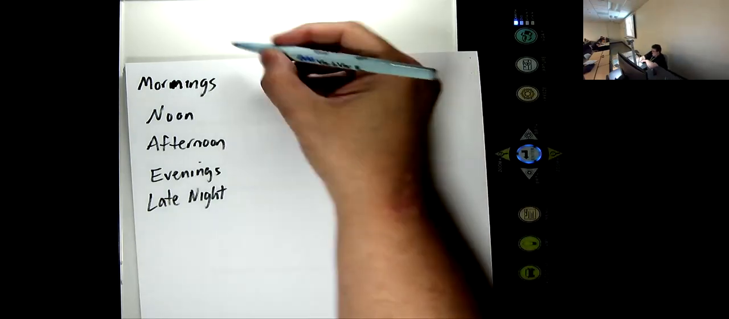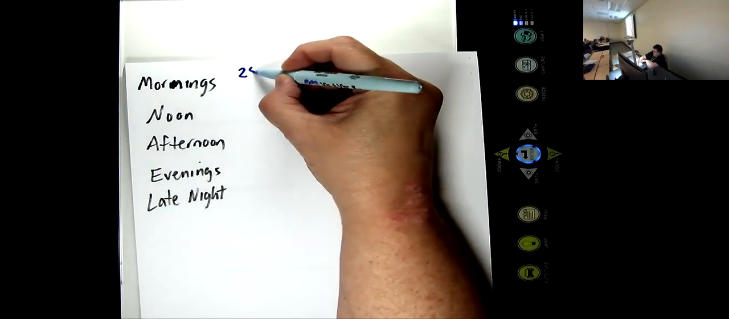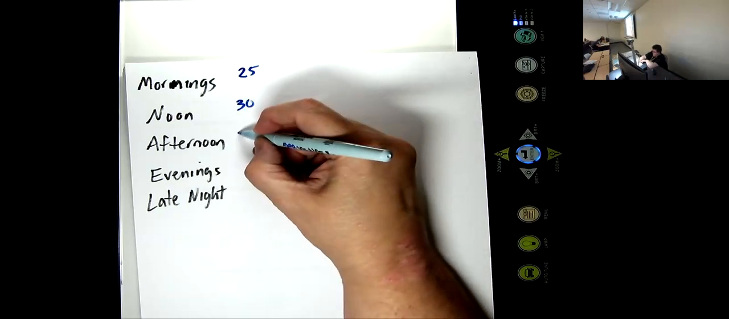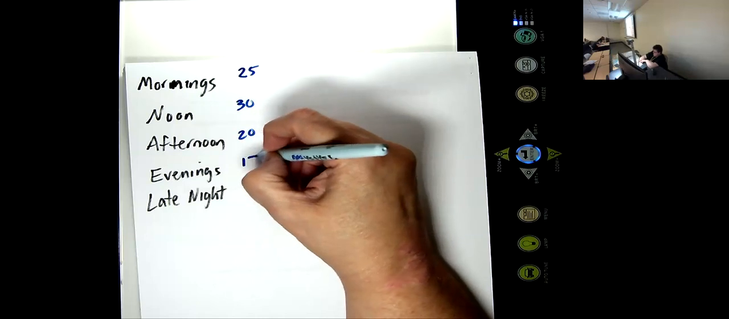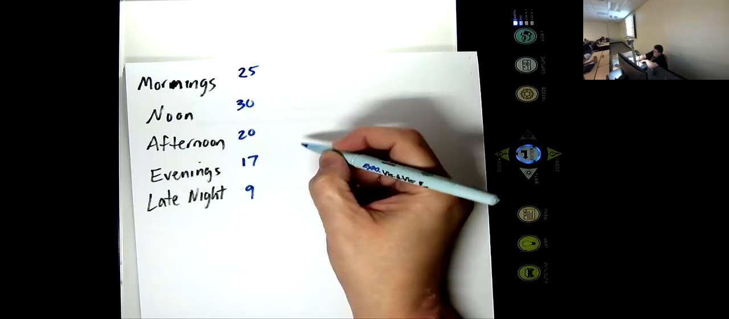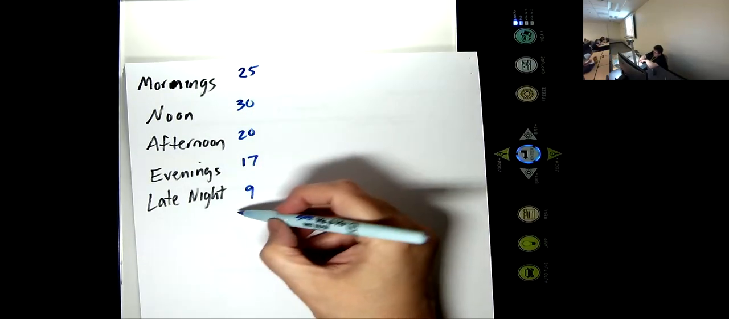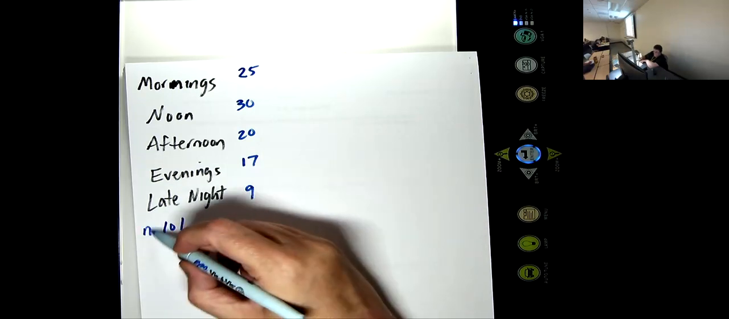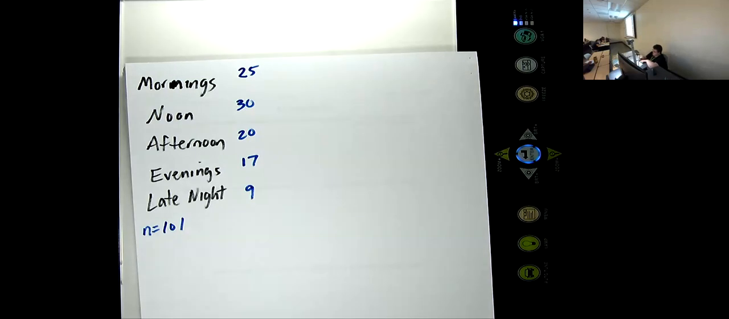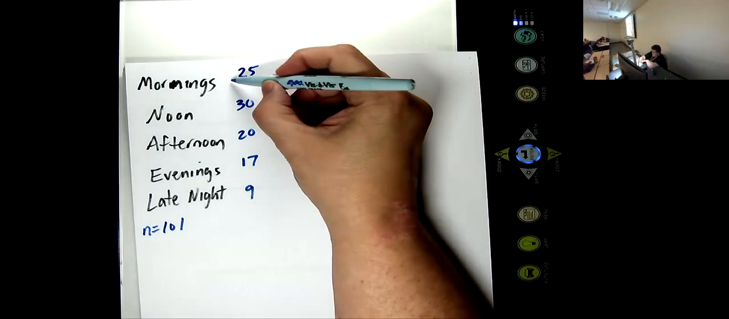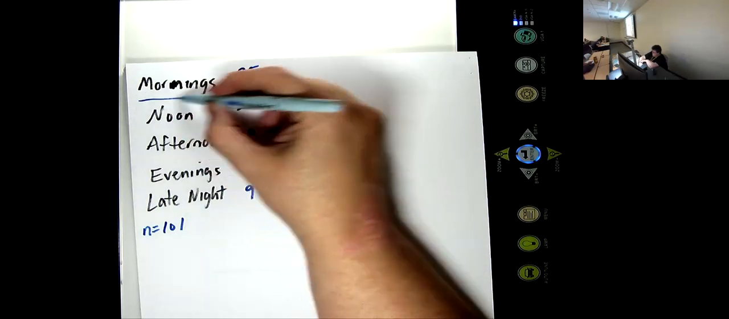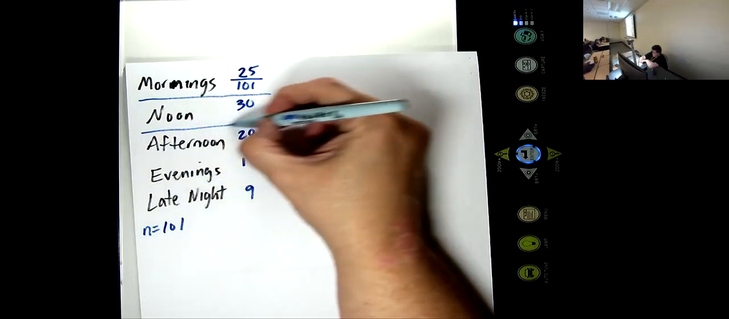So what we're gonna have, we had 25 in this category. I had 30 in this category. I had 20 here. I had 17 here, and I had 9 here. We had 101 people. That was my N. So for each of these, I am going to divide them by that 101.